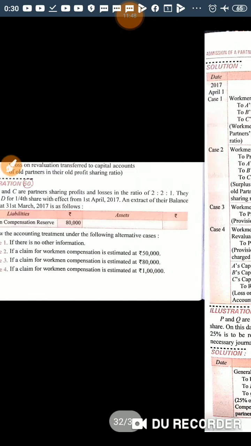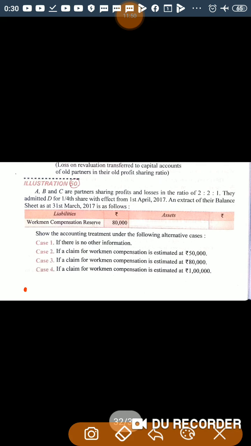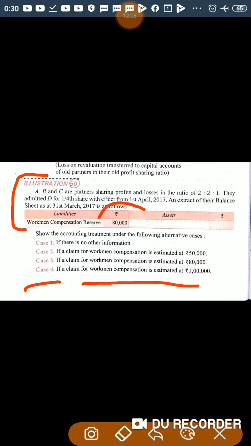Now the last situation. Other information is the same, and in the additional information they have given that the claim for workmen compensation is 1 lakh. At this juncture, we are having a workmen compensation reserve of 80,000, but the claim is of 1 lakh. Here the reserve is insufficient to meet the full claim.